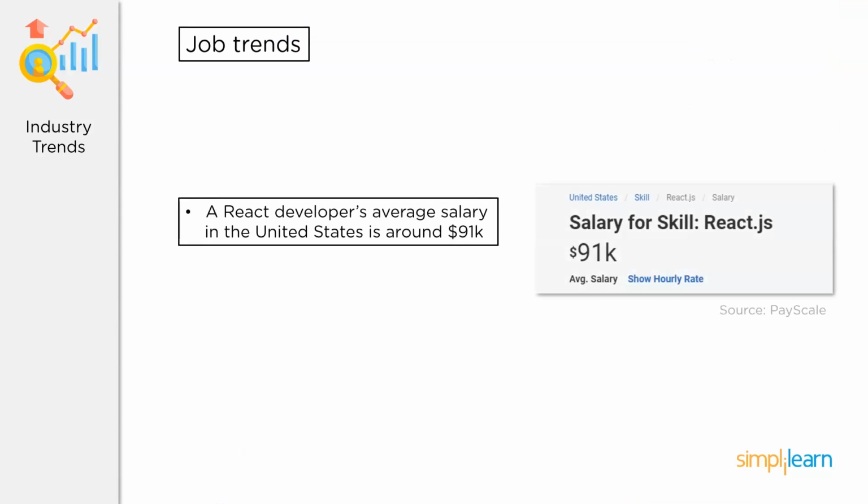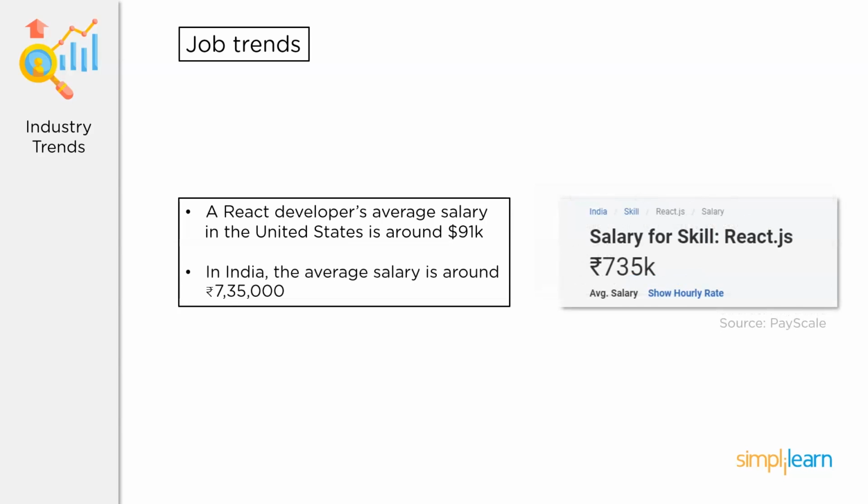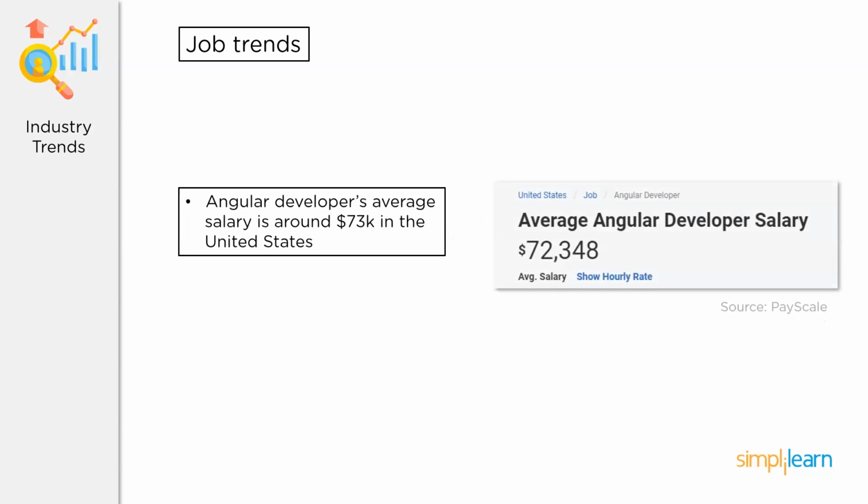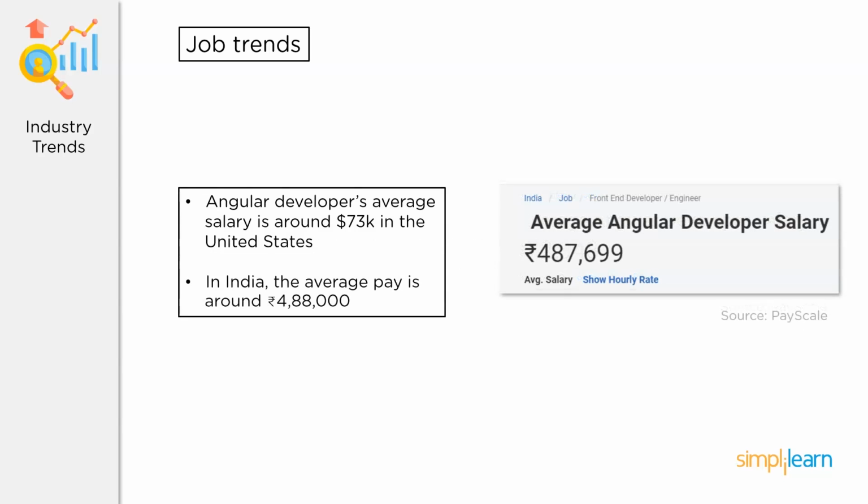Moving on to job trends, a React developer's average salary in the United States is around $91,000 per annum. In India, the average salary of a React developer is around 7.35 lakhs per annum. When it comes to Angular, the average salary of an Angular developer in the US is around $73,000. In India, the average salary is around 4.88 lakhs per annum.